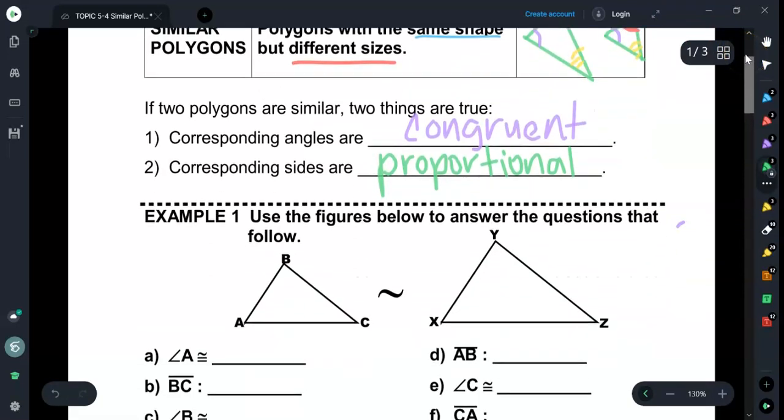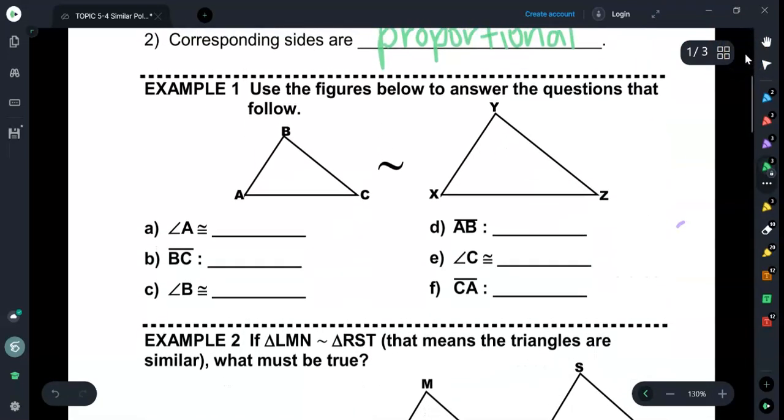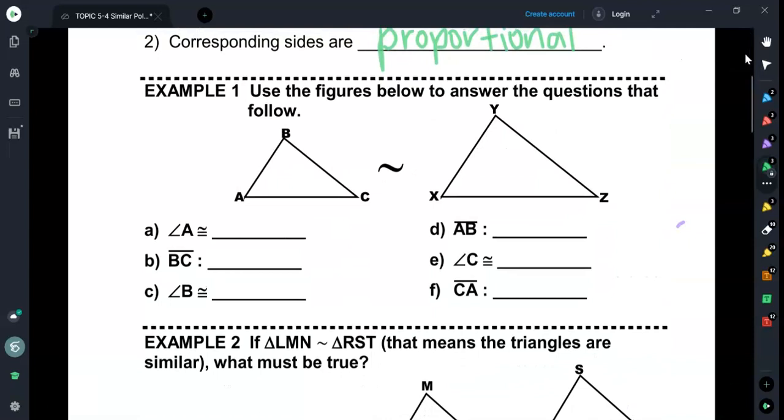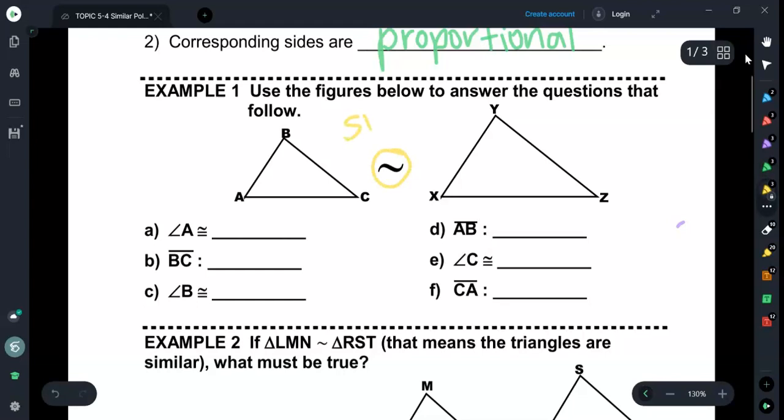So let's advance down here. Use the figures below to answer the questions that follow. Now, I want to highlight this symbol. That symbol means similar. Anytime you see that little squiggly, that means similar. That means that these two triangles are the same shape. It means they are not necessarily the same size.